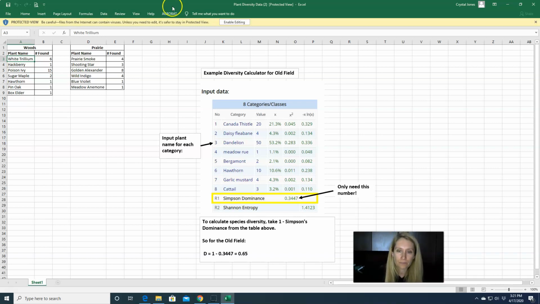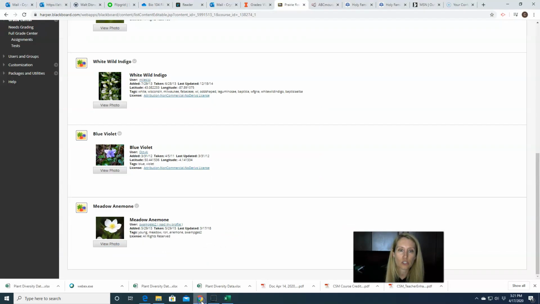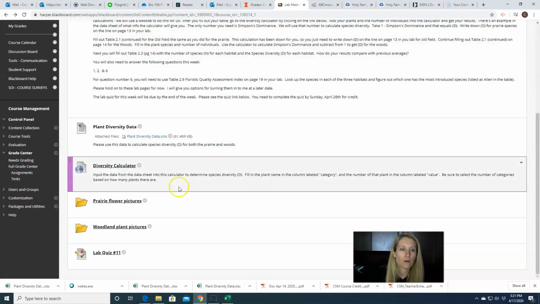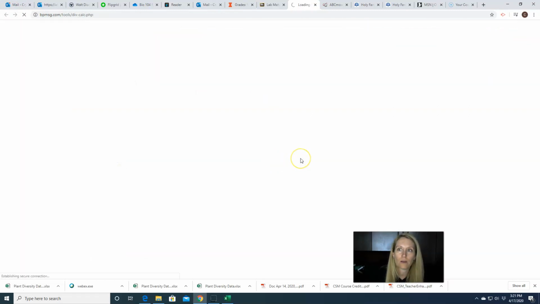That's the idea. So diversity is an important measure because we want to see different things and a variety of different things. In order to help us determine diversity, we're going to use a diversity calculator. This is what the calculator looks like once we get everything inputted, but let me actually show you the calculator itself. The calculator is here where it says diversity calculator.